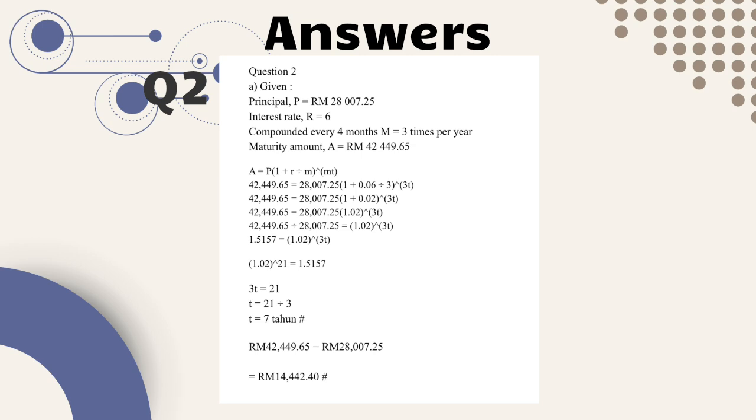Interest charge: RM42,449.65 minus RM28,007.25 equals RM14,442.40. So the final answer is loan period equals 7 years. Interest charge equals RM14,442.40.